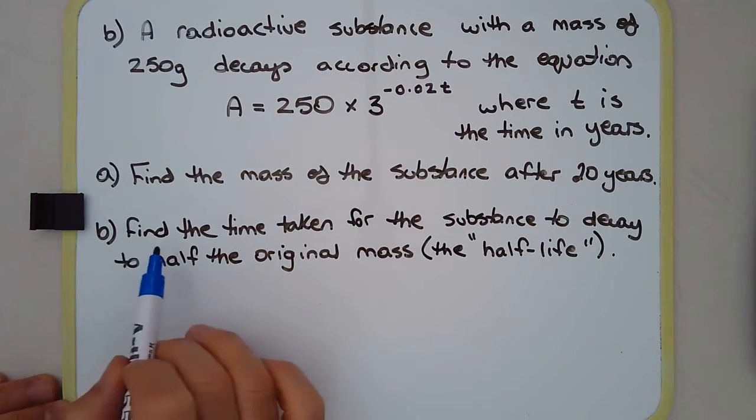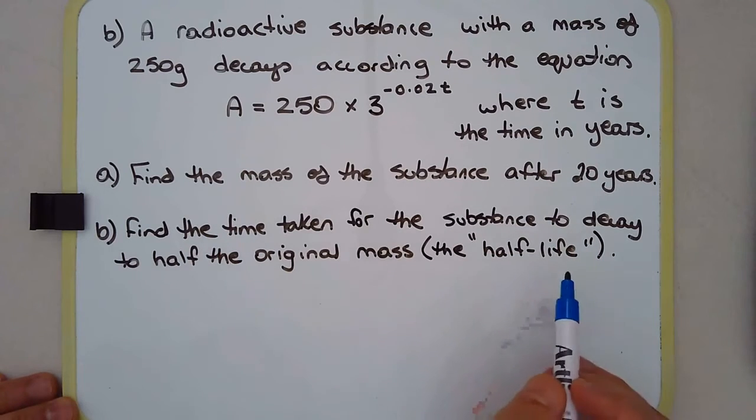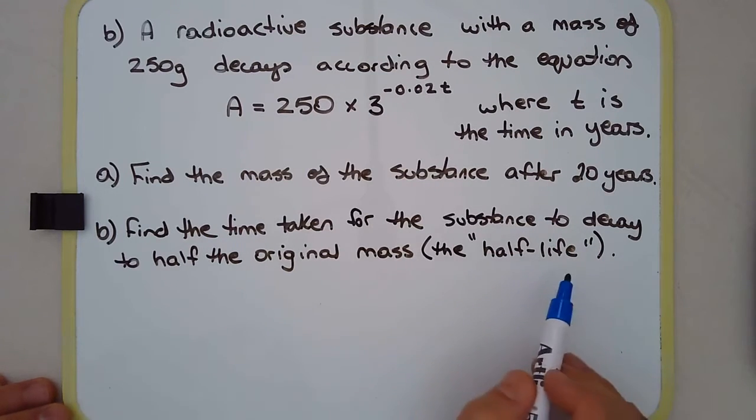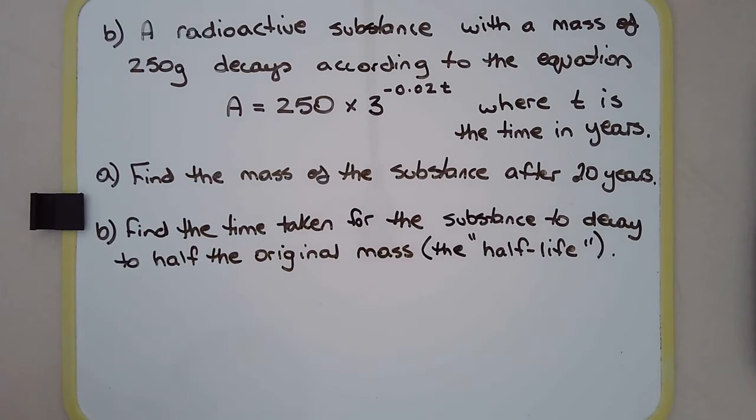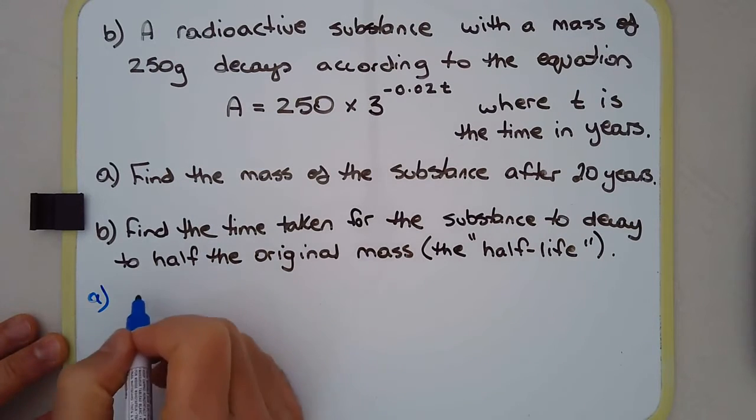And for part B, find the time taken for the substance to decay to half the original mass. And this is what we call the half-life. The half-life of a substance is just the amount of time it takes for half of that mass to decay. Now, it's actually a very important number. Okay, so for part A, the mass of the substance after 20 years.